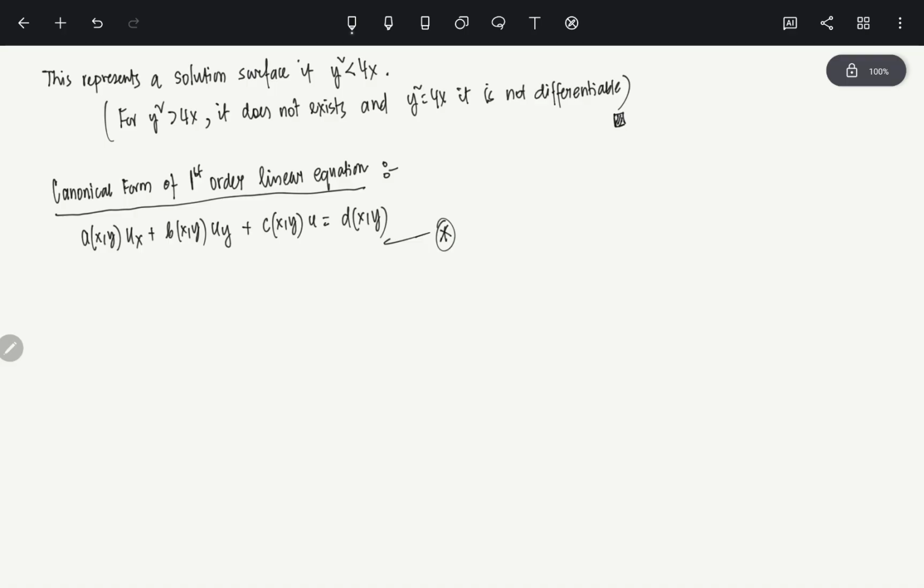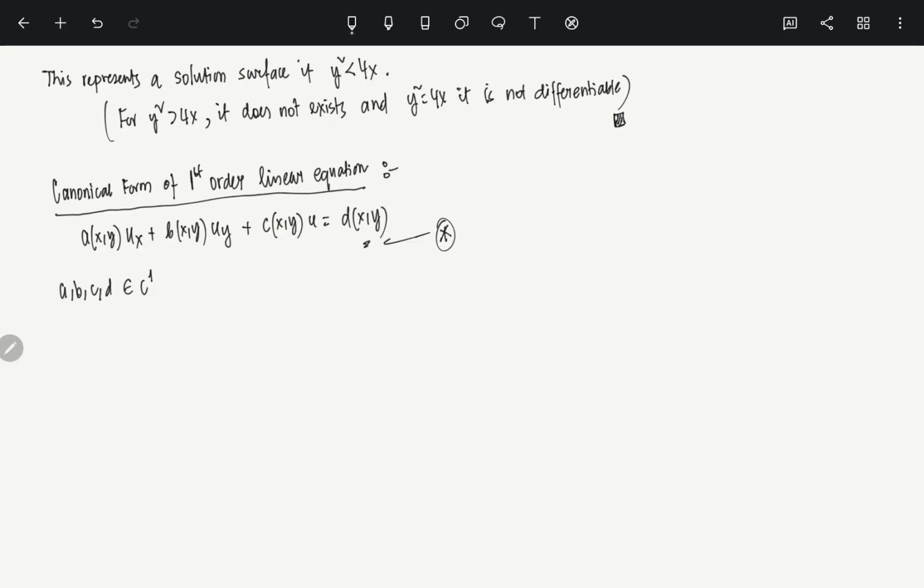So this is a complicated equation, and let's assume that a, b, c, d are all continuously differentiable, absolutely no issues. Now we want to simplify this form in such a way that it is very easily integrated. If we want to change it into a simple form, we can take a new transformation, a change of variable. This is in xy coordinates; we change the coordinates in such a way that this becomes very simple.